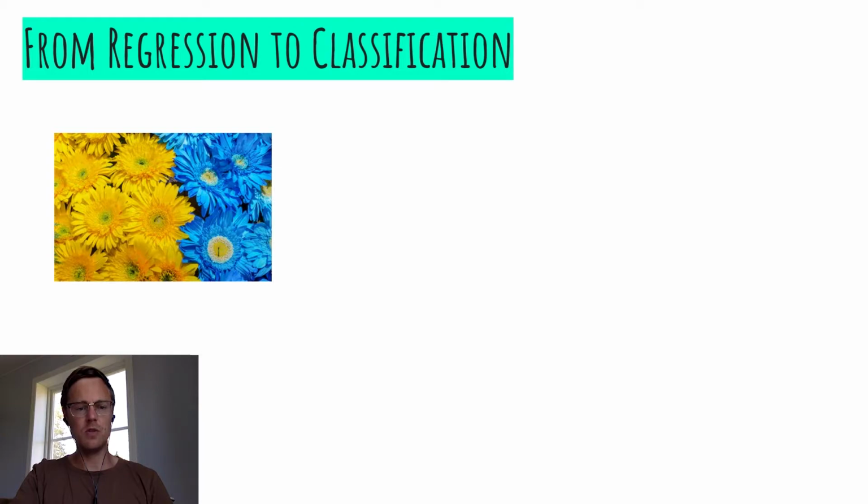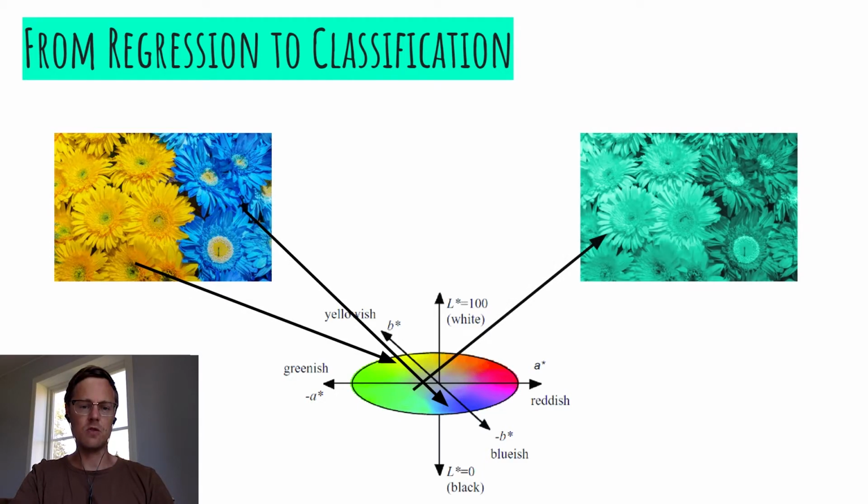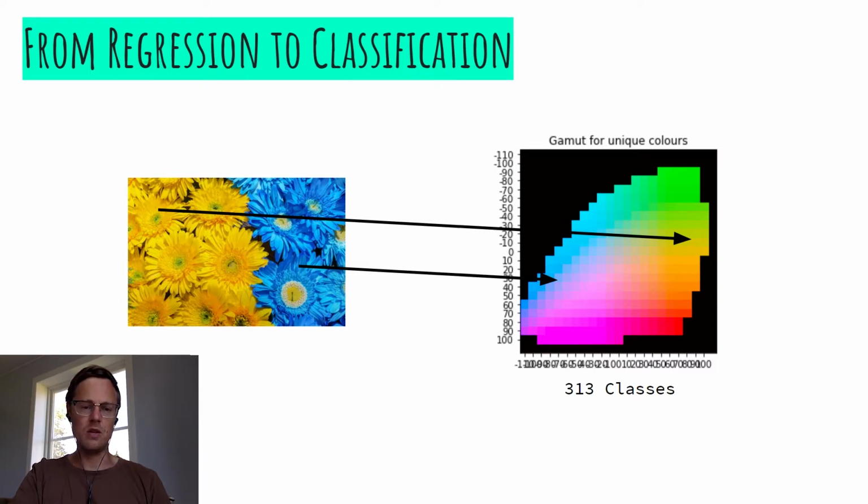If you look at this image of yellow and blue flowers, and you're using regression, you pick out the colors in the spectrum, and then when you're predicting, you're probably going to end up predicting the mean, which gives you something like this. That's not really what you want. Instead, you're using classification, and then you pick out the yellow and the blue colors, and you end up with 2 distinct classes, which means that you're not going to end up with something in between. It's going to be either blue or yellow.